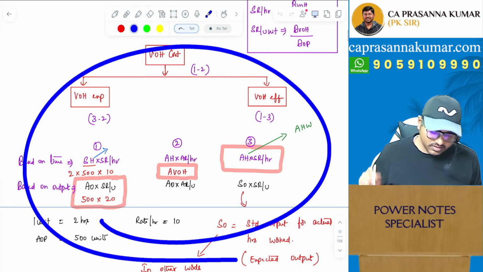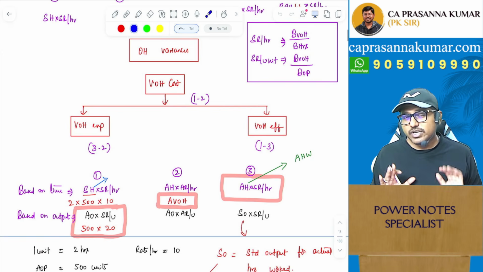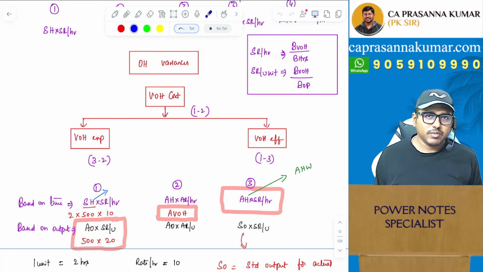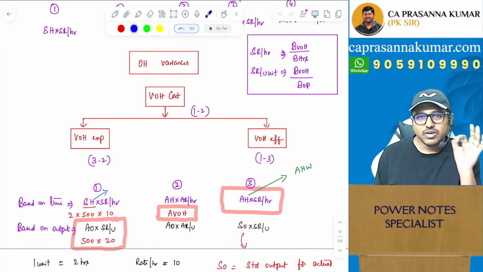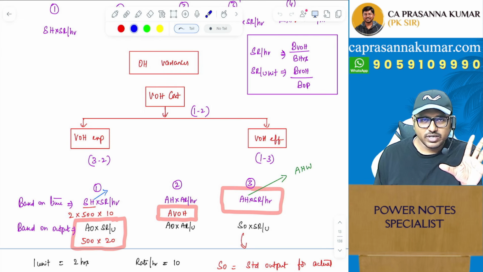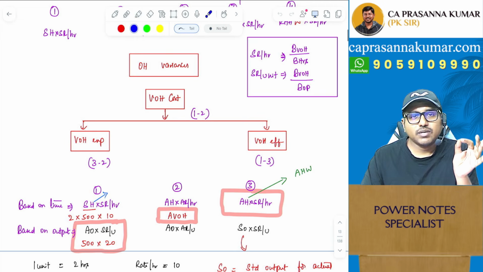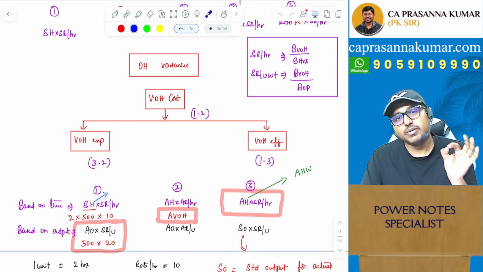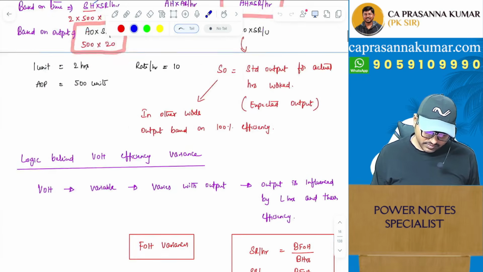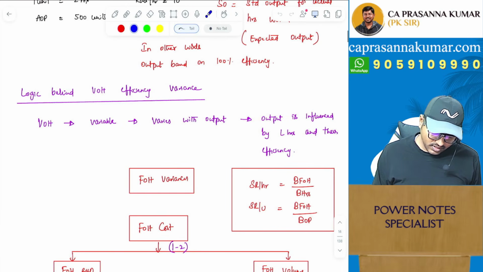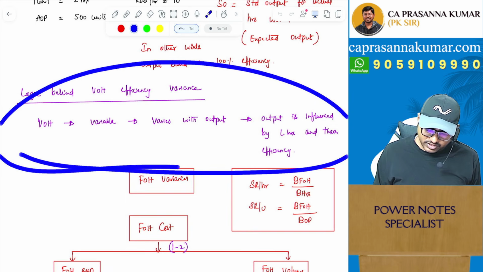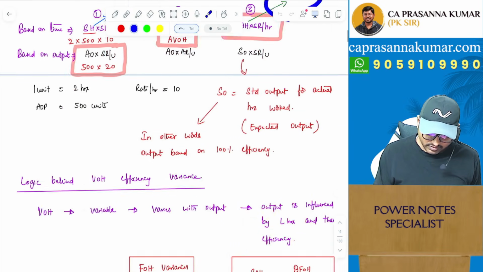Are we done with this variable overheads? Okay. So when it comes to overheads, what is the most important thing you need to remember? Step 1. What is step 1? Calculation of SR per hour and SR per unit. Will it be given in the question? Yes, sometimes. If it is not given in the question, then SR per hour is equal to budgeted variable overheads divided by budgeted hours. SR per unit is equal to budgeted variable overheads divided by budgeted units or budgeted output. I gave you the logic behind variable overhead efficiency. That is nothing but this one I've explained.